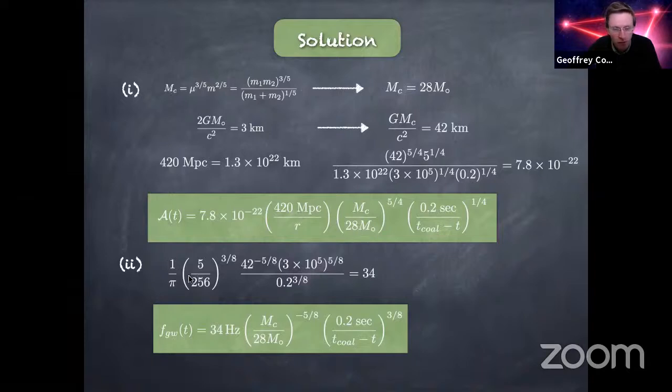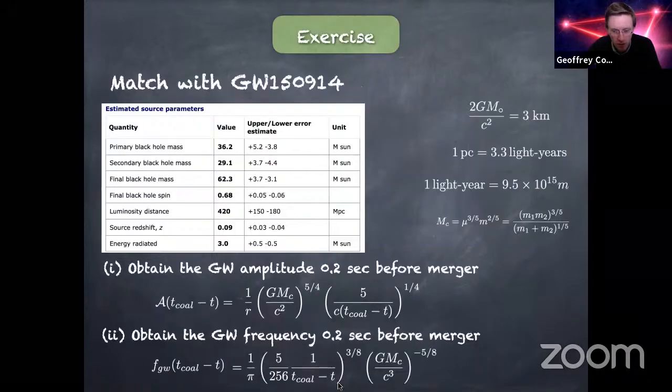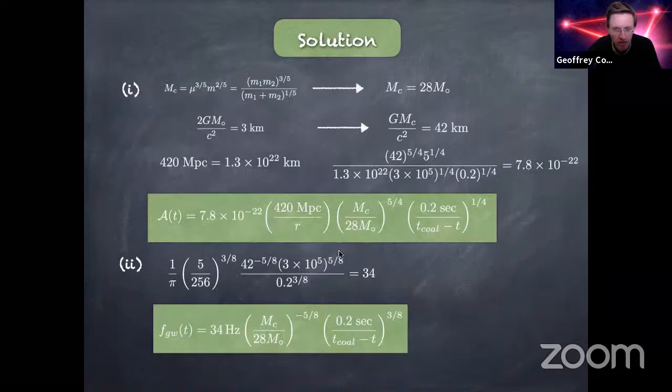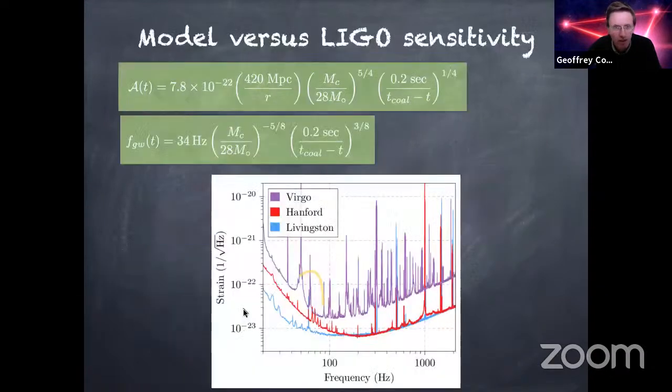You can do the same with the frequency. I use again 0.2 seconds as a reference, this mass as the chirp mass reference, and all these factors are standard factors, and I find 34. This is in hertz, so 34 hertz. Okay, so now we have this evaluation.